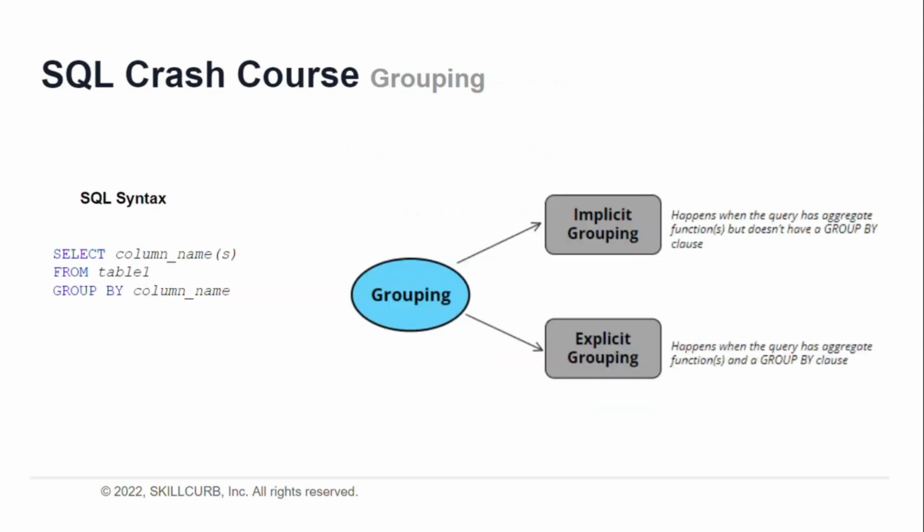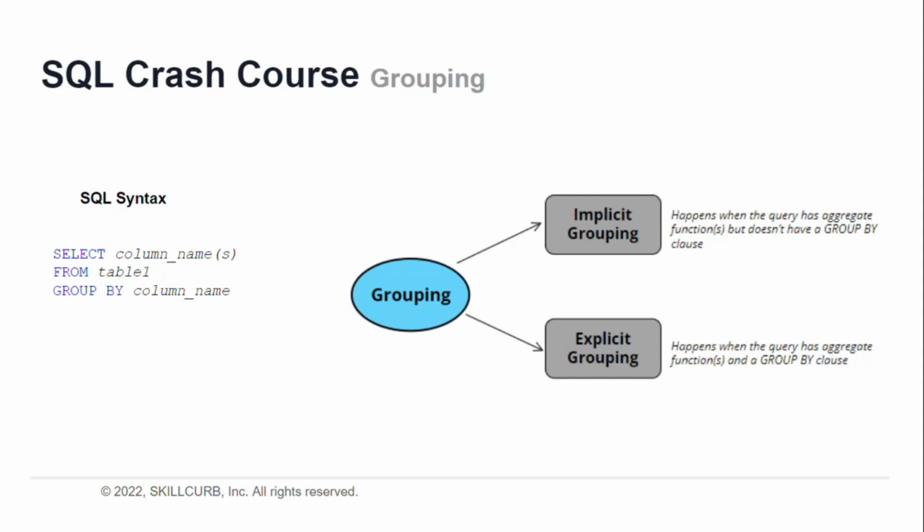Now we will discuss the groupings. The SQL grouping is used to arrange data into groups. There are basically two types of groupings, implicit grouping and explicit grouping. Implicit grouping happens when the query has an aggregate function but it does not have a GroupBy clause after it, while explicit grouping is done when the select has a GroupBy clause after it.